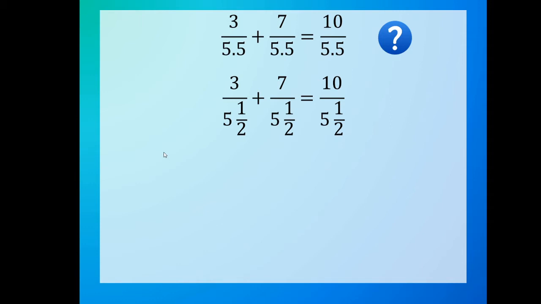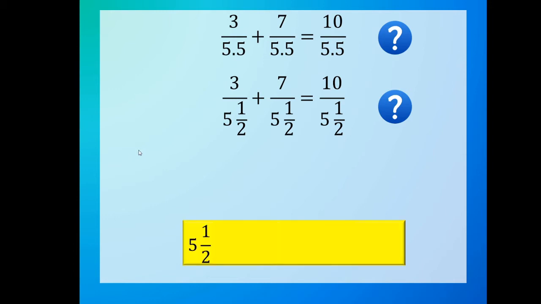Why can I do this? Why do I know that 5.5 is equal to 5 1/2? Well, if you were to solve 1 divided by 2 using long division, which by the way would be 1/2, you would get 0.5. Now we still do not know that the second line is true.